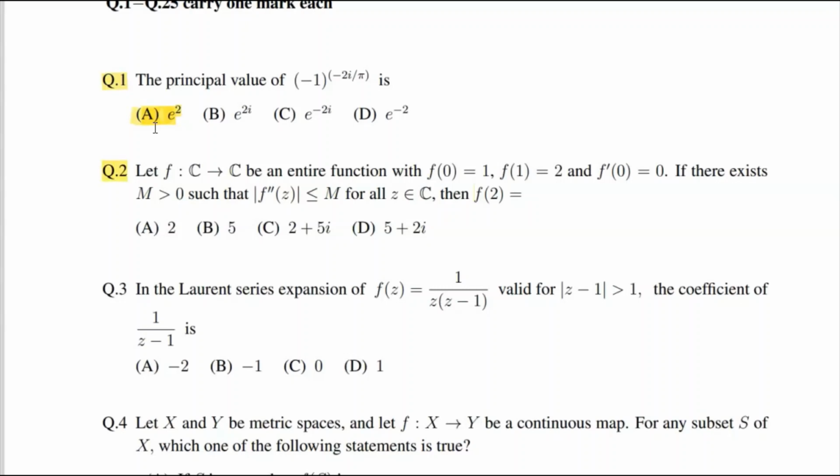Second question. Let f from C to C be an entire function with f(0) = 1, f(1) = 2, and f'(0) = 0. If there exists M greater than 0 such that |f''(z)| is less than or equal to M for all z in C, then f(2) is? We need to find the value of f(2). We have given f is an entire function, and some values of f. Also f'' is bounded for all z in C.